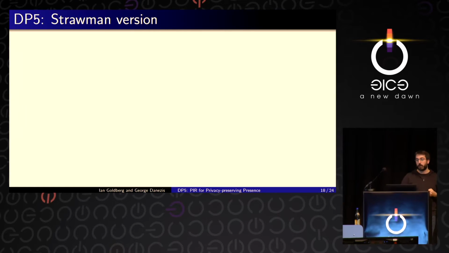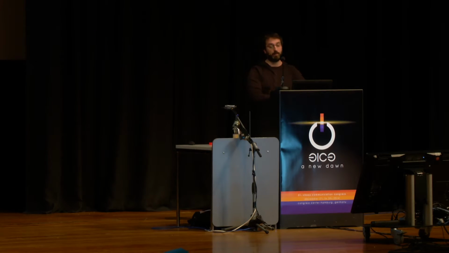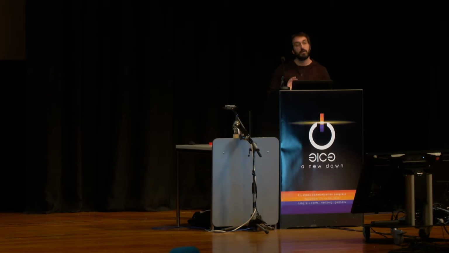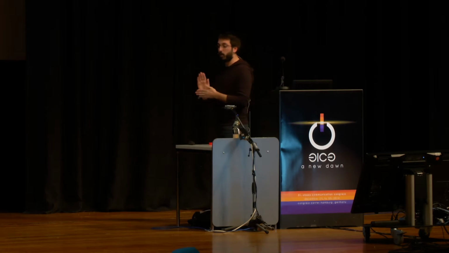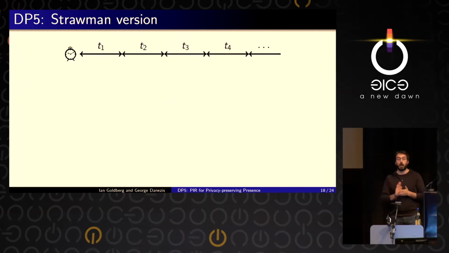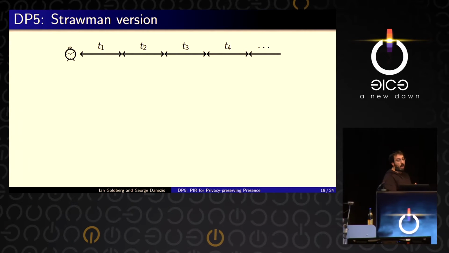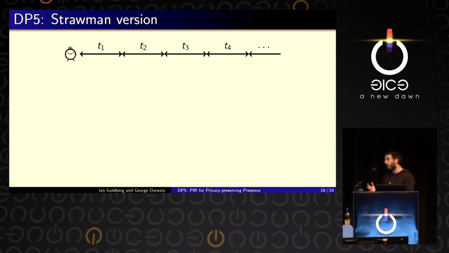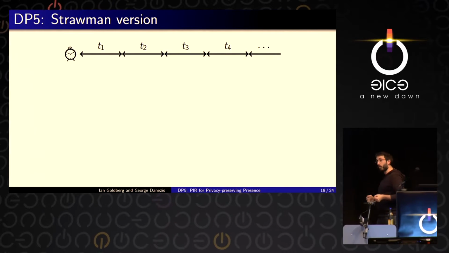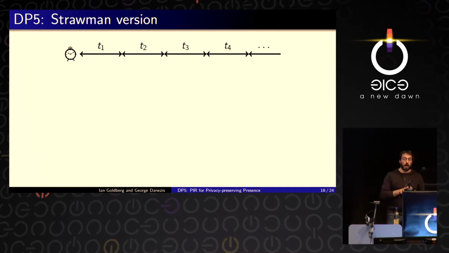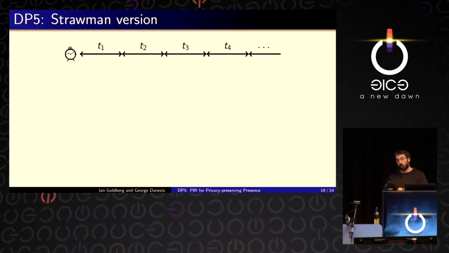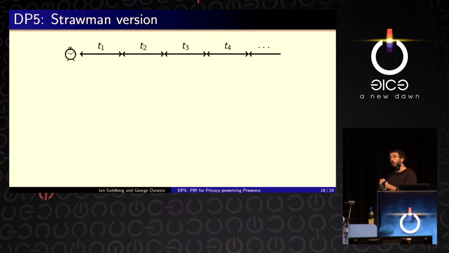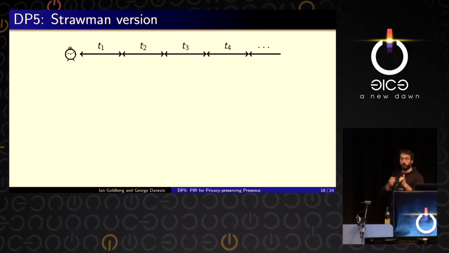Okay, so here is how DP5 works cryptographically. We divide, first of all, time into epochs. This could be long or short, and I will discuss this in a second. And the idea is that at every epoch, users register their presence with the service, and at each epoch, other users or the same users can actually recover who's online in the previous epochs.